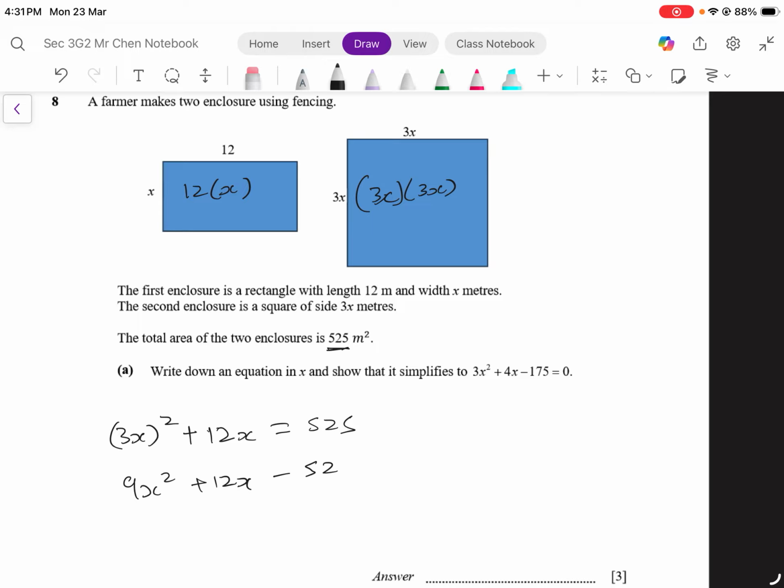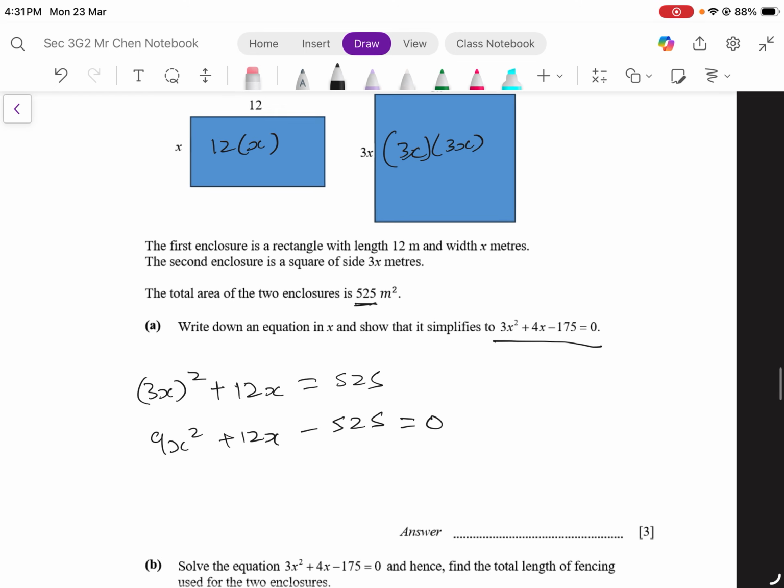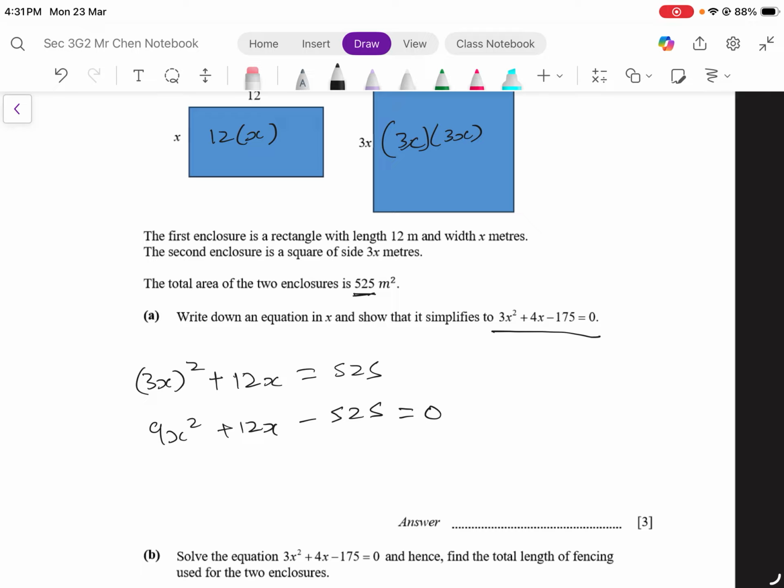Okay, minus 525 equals 0. You realize that they want you to simplify it to this form. So can it all be divisible by 3? The only issue is 525 is divisible by 3 also. So divide by 3 throughout. We get 3x squared plus 4x minus 175 equals 0. Since they ask you to show, it's shown. Usually there shouldn't be an answer bracket here.